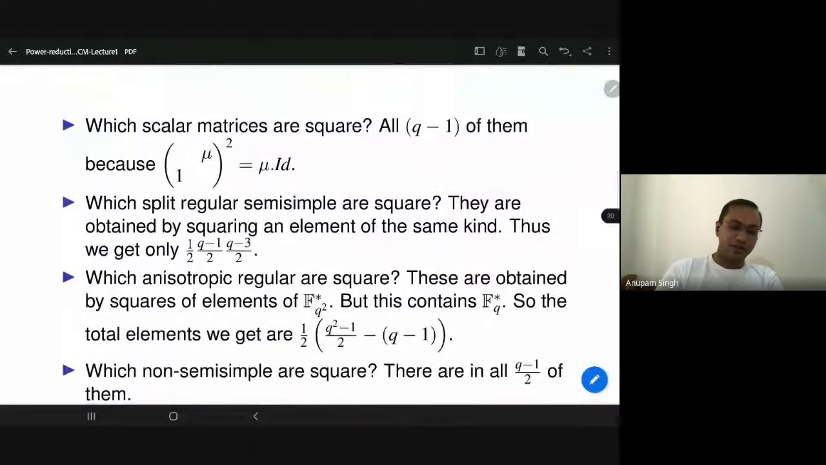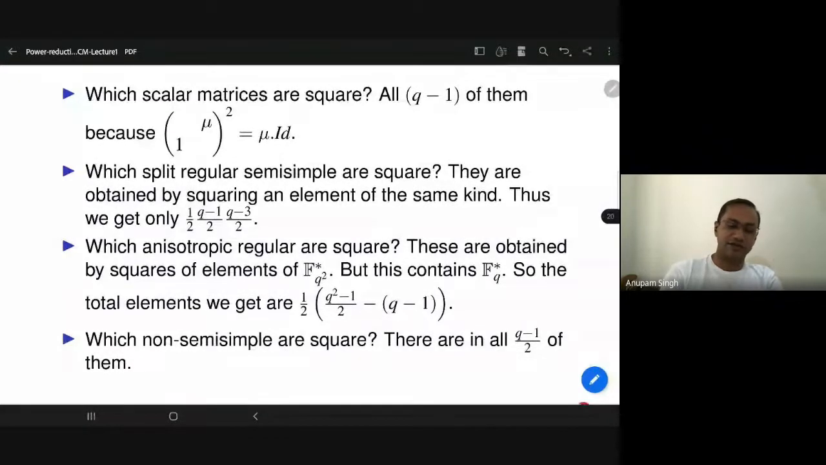Okay. Which split regular semi-simple elements are squares? They are obtained by squaring elements of the same kind. Again, you can go through that calculation above and see that. So how many elements are there? These are only elements of the form lambda 1 square, lambda 2 square on the diagonal. So in how many ways do I get lambda 1 square? This is the possibility of squares in F_q star.